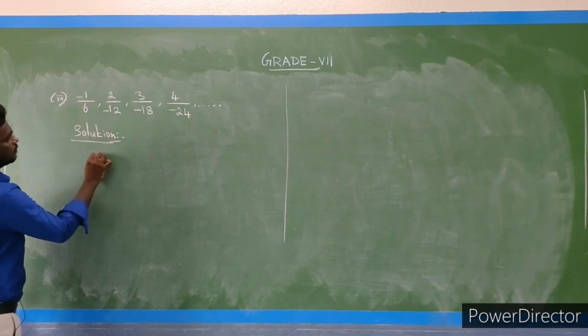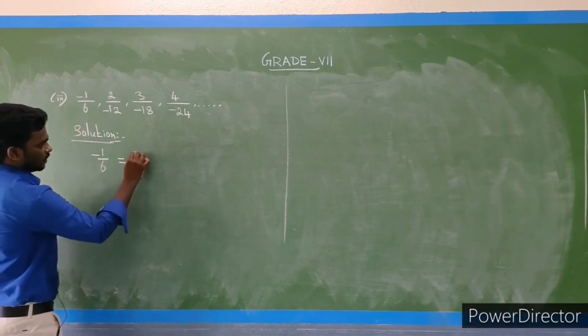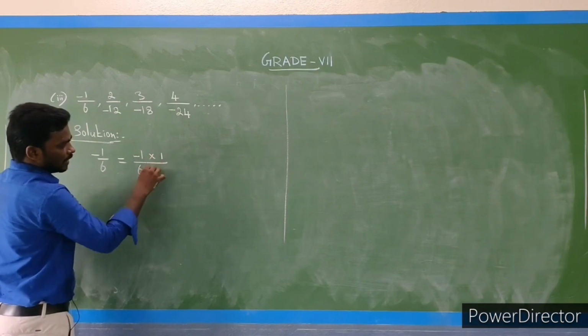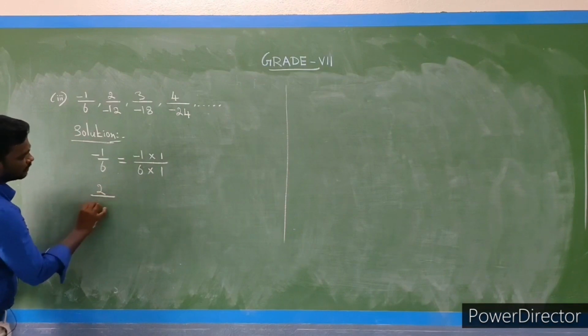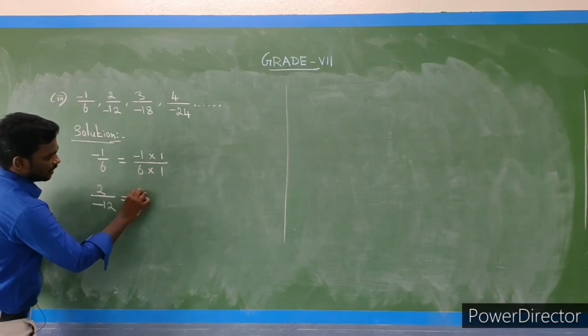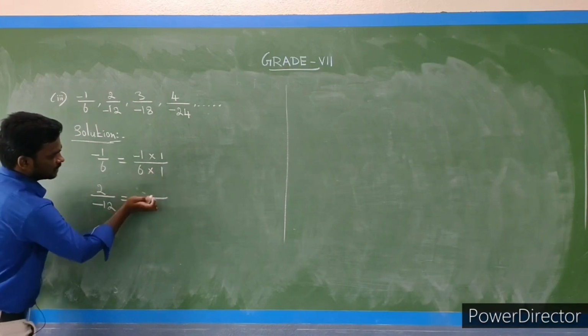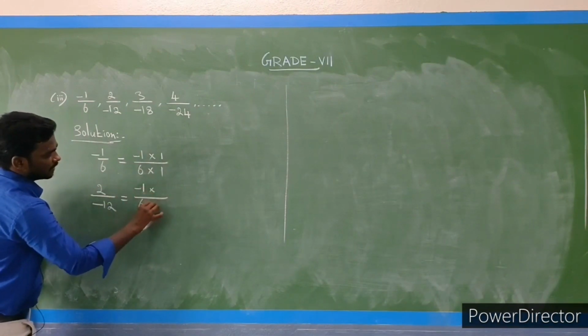So first one is minus 1 by 6 is given. Minus 1 by 6 is written in the form of minus 1 by 6 multiplied by the number 1 and 1. But what is our next number? 2 divided by minus 12. 2 divided by minus 12 is in the form of 2 by minus 12. That means minus 1 by 6 multiplied by the number, what is that?